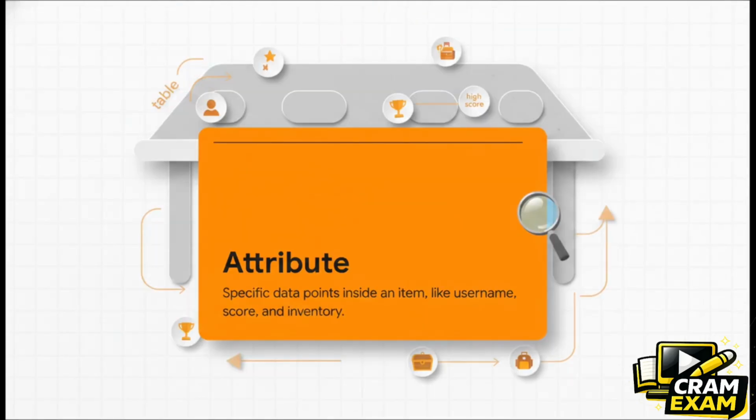And finally, we have attributes. These are the specific data points living inside an item. Things like their username, their high score, and their current inventory. And really, that's it. Table, item, attribute. It's an incredibly streamlined structure.